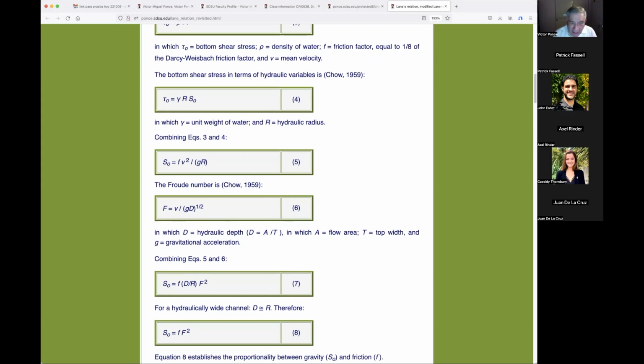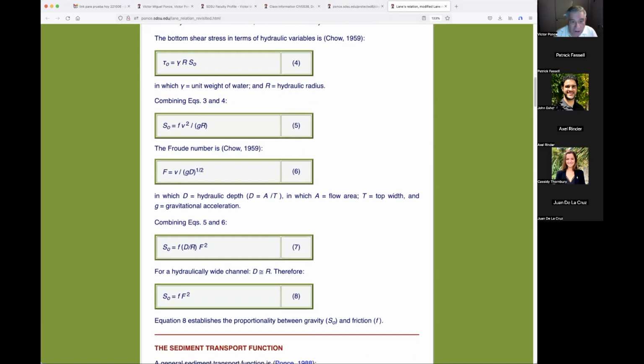The Froude number is not defined in terms of the actual depth, but rather the hydraulic depth, D. That's the true definition of the Froude number. A lot of people miss that, but that's not the case. So the Froude number in Chow. Chow is the Bible, excuse me for saying that, of open channel hydraulics. A book that was written in 1959 and that we still use.